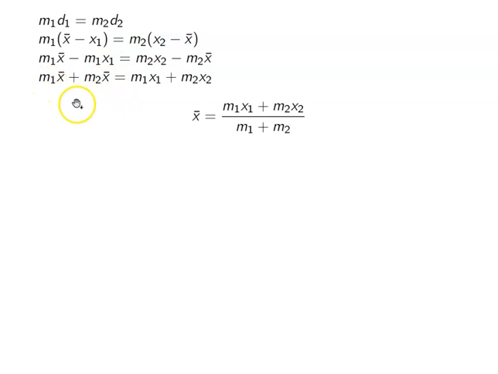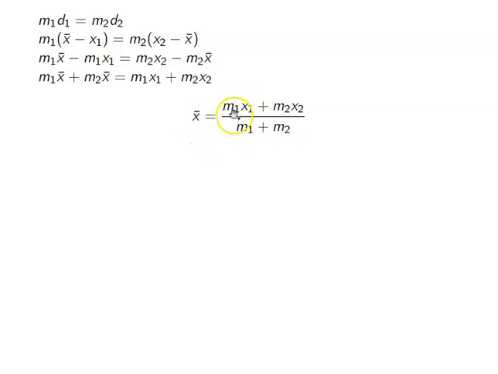So we can start to do some math here, right? I distribute this M1 across, and I distribute this M2 across this parentheses. From here, I can start to get the x bars on one side. So I'll add M2 x bar to both sides, and I will add M1 x1 to both sides. So I have all of the x bar stuff on one side. From here, I can factor out the common x bar term, okay? And then divide by M1 plus M2. And now we have a formula for that balance point.